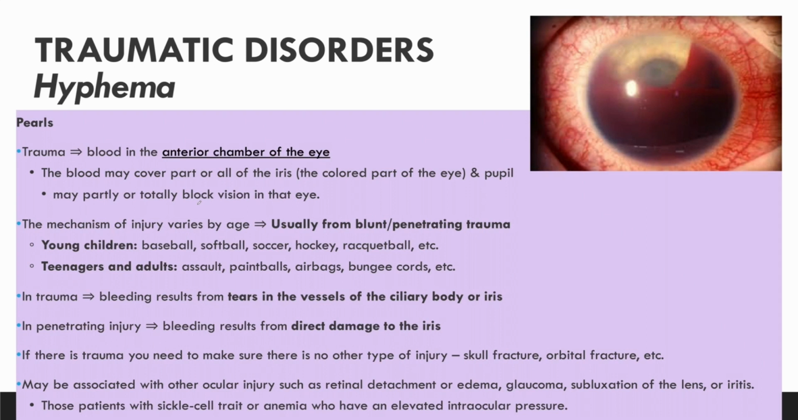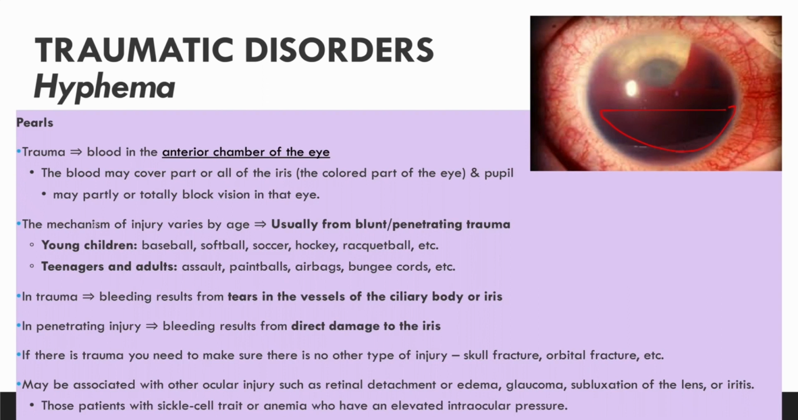So hyphema. Hyphema is a buildup of blood in the anterior chamber of the eye. Remember, the anterior chamber is nestled between the innermost cornea and the iris. When we have trauma, blood can accumulate in the anterior chamber and settle. You'll usually see a half moon of blood here, and that is called a hyphema. It isn't an emergency.